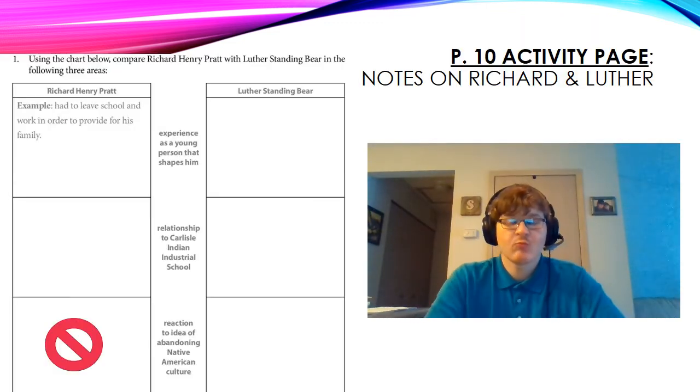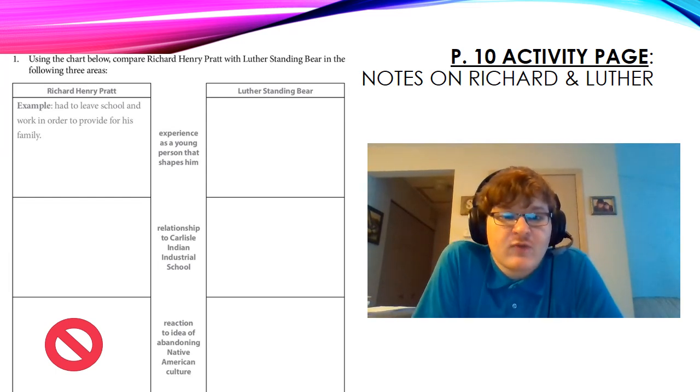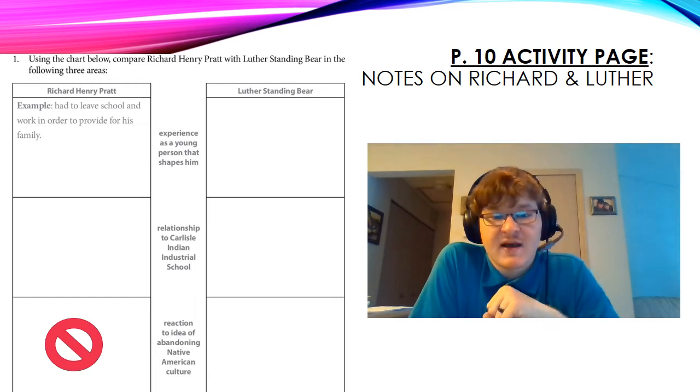Next up, we have this one short page of notes. On the left-hand side, we have Richard Henry Pratt, who was the founder and creator of the school. And on the right, we have Luther Standing Bear. In each category, we're going to give each of their opinions on the idea of assimilation or the school. So remember, they each had unique points of view that changed what they thought about the school and how well they thought it worked.